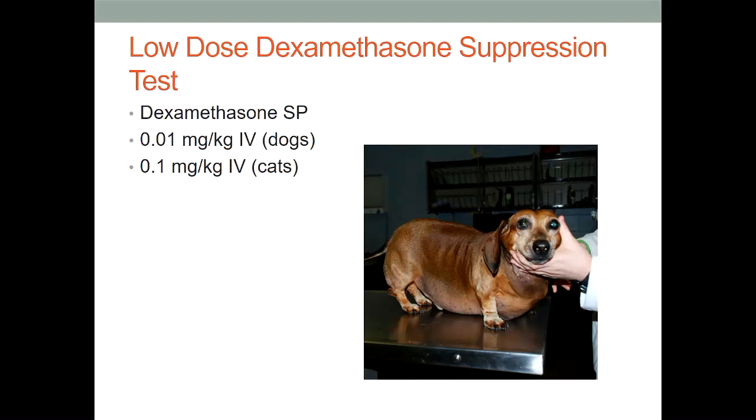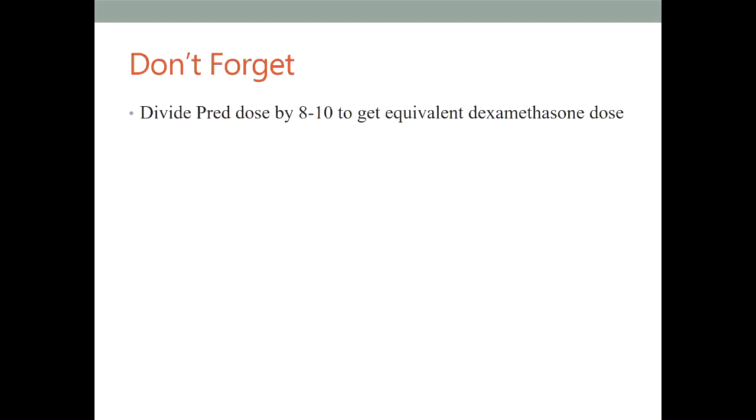And if we're going to use that, you want to use something that works quickly. So you use DexSP, and in dogs it's 0.01 mg per kg, and in cats it's 0.1 mg per kg IV. And if you know that, when Dr. Bugbee asks you this next semester, he'll just think you're brilliant. All right, so do not forget to divide your prednisone dose by 8 to 10 to get the equivalent dexamethasone dose. A lot of people just use 10 because it's easier.